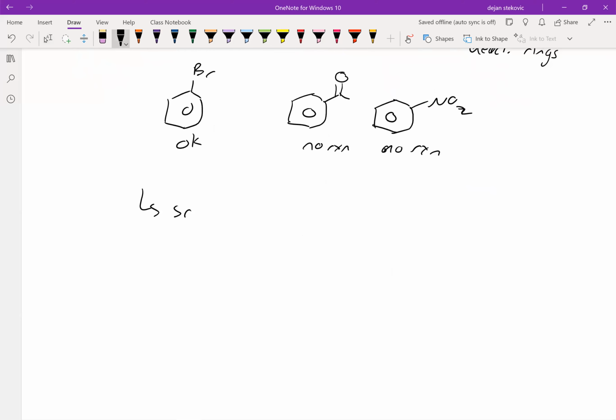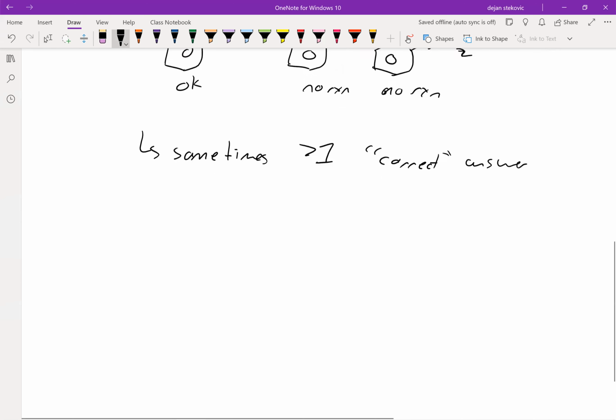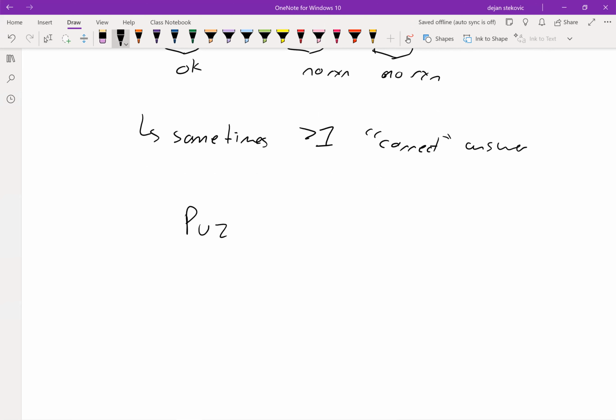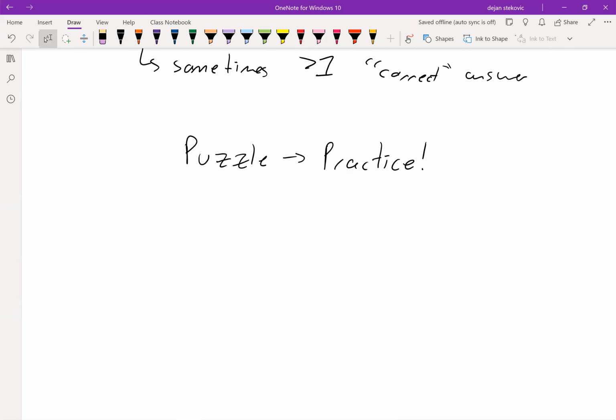Sometimes you're going to have more than one correct answer. As long as you come up with the correct answer, that's fine with me. Sometimes one will be significantly better than the other, in which case go for the better one. But overall, again, this is just like a puzzle. And the only way to really get good at this is to practice. And you really want to space out your practicing, right? Don't do it all at once.